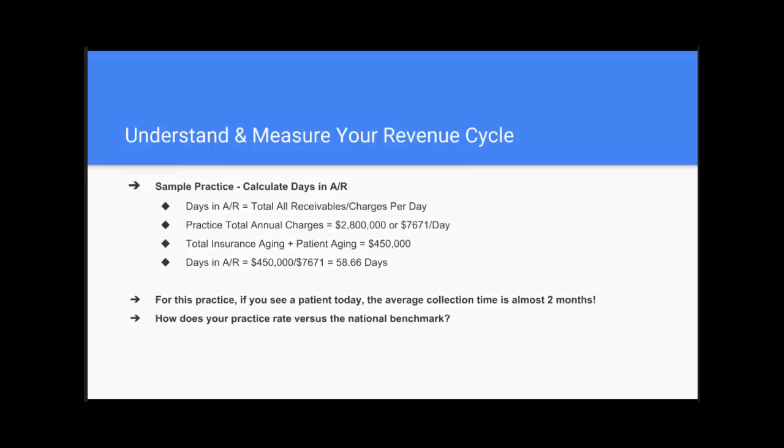And in order to do the calculation for the days in AR, we're going to take that $450,000 in AR and divide it by the average charges per day, which was the 7,671, to come up with our days in AR at 58.66 days. So that means if you treat a patient today, your average collection time is going to be almost 2 months. And that's not good. So how do you know if your days in AR is going to be good or not? Well, you're going to want to compare your number to the national benchmark.